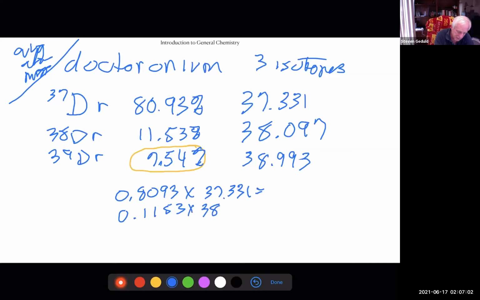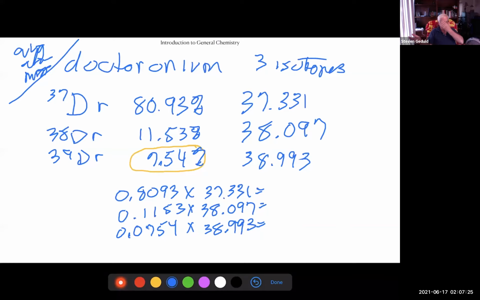Times 38.097 and 0.0754 times 38.993. Those are our fractional values for each mass. You're not wrong to put the 0 in front of the decimal point. I always put the 0 in front of the decimal point so you know there's a decimal point coming, because nothing starts with 0 unless you put a decimal point there. Just so you can see the decimal point a little bit better.